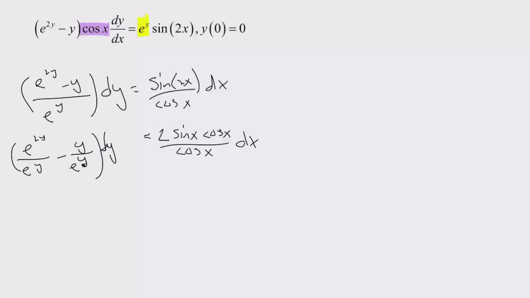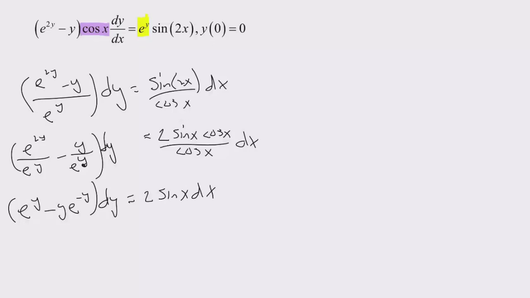And let's clean that up. So e to the 2y divided by e to the y. e to the 2y is e to the y times e to the y. Divide out one of those e to the y, so I'm left with e to the y. And in the other fraction, y over e to the y, I'm going to bring that up as a negative exponent. So minus y e to the negative y dy. And then the cosines I'm going to divide out, so 2 sine x dx.